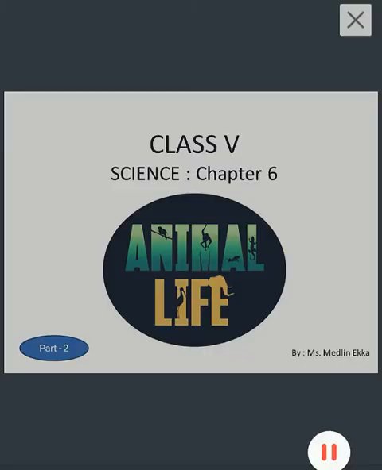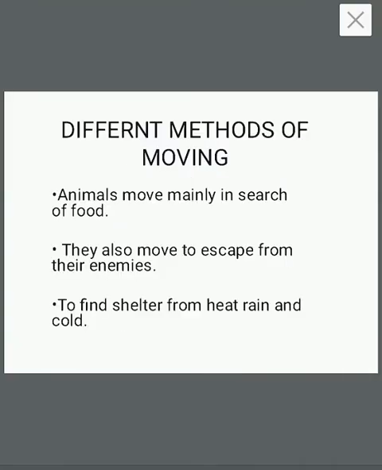Animal life. So here, firstly, we will be going to discuss different methods of moving. All right, so why do animals move? Animals mainly move due to these three reasons mentioned over here. The very first point is animals move mainly in search of food. Secondly, they also move to escape from their enemies, and thirdly, they move to find shelter from heat, rain, and cold.